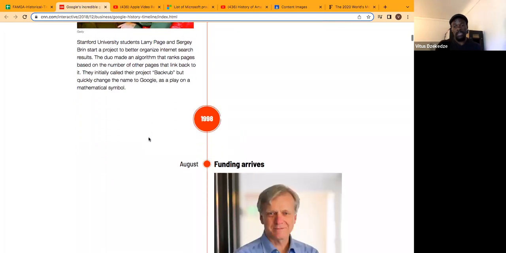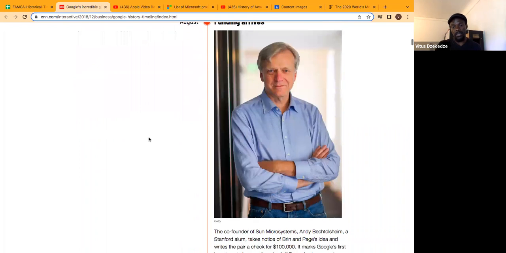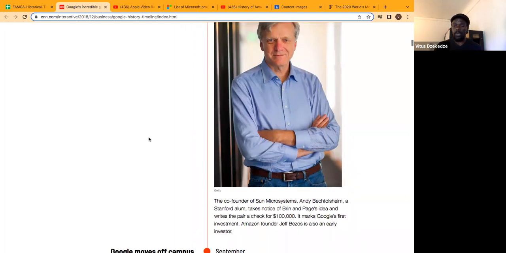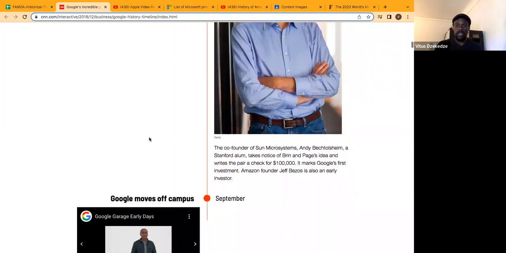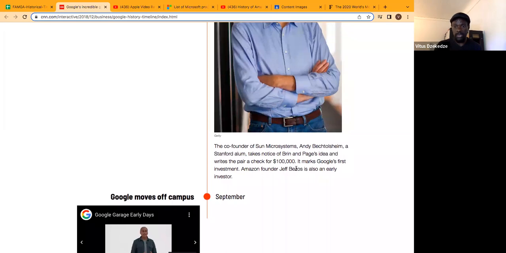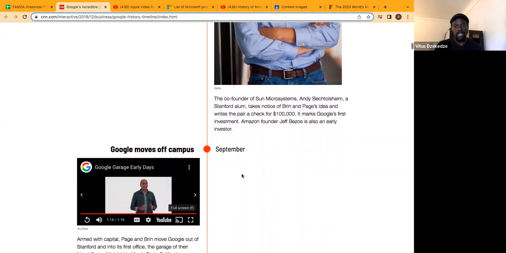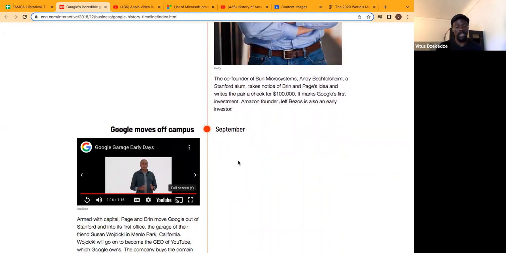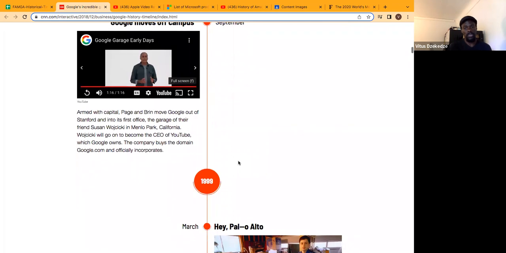From there, this guy walks in. This is not Eric Smith, by the way. This was Andy. He's from Sun Microsystems, which is a company that produces Java programming. So he gives them some money, saying, hey, this is a good idea, you guys should carry on with it. So they went ahead and did that. Some other people like Jeff Bezos also gave them some money. They invested in it. Then they moved off campus to be able to do more because they needed more space. As you see in the garage, they started buying servers and hosting those servers and so on.